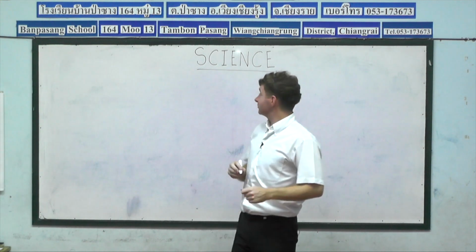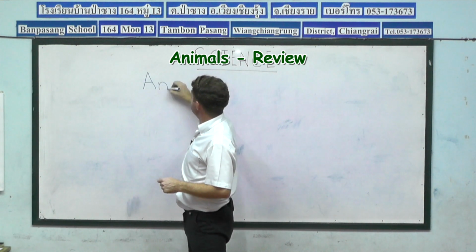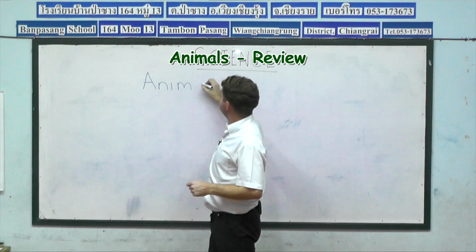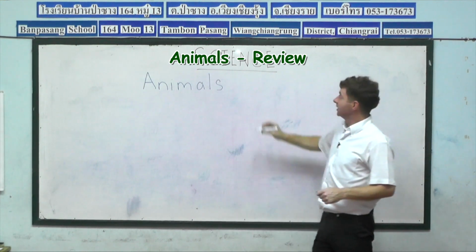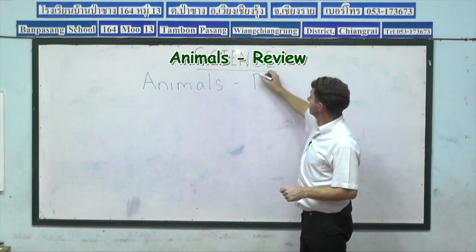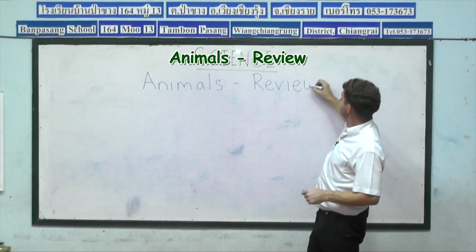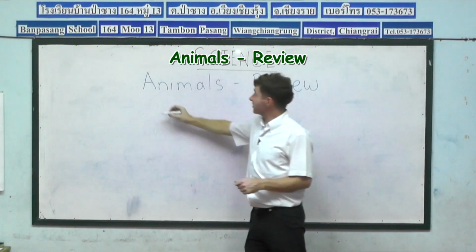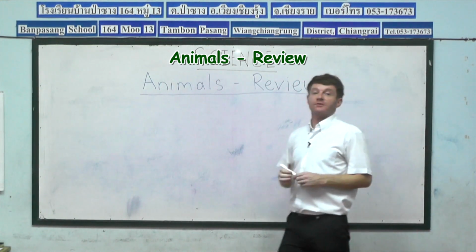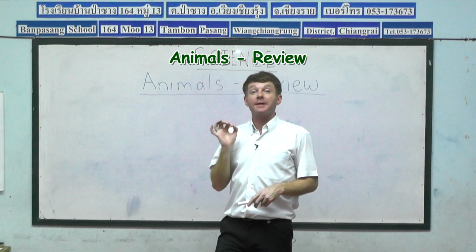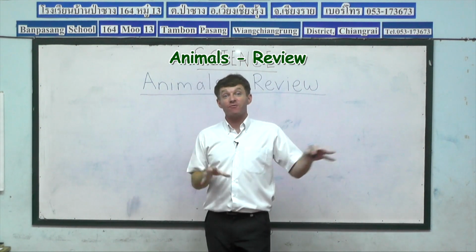So let's write that phrase on the board first of all. Animals, A-N-I-M-A-L-S. Animals. And review, R-E-V-I-E-W. So all together, animals, review. Yes, and one of the first ways in which we began learning about animals is we thought about where the different animals live.